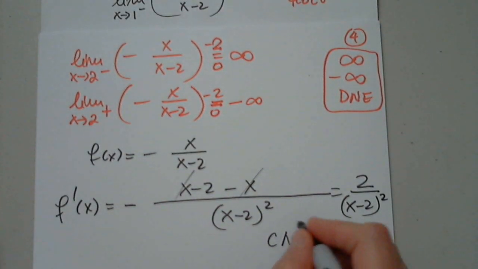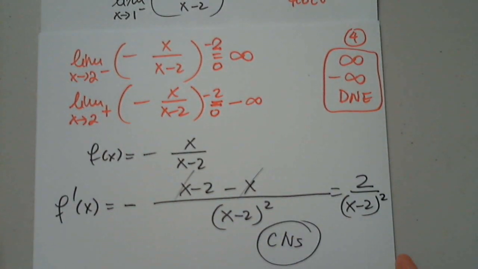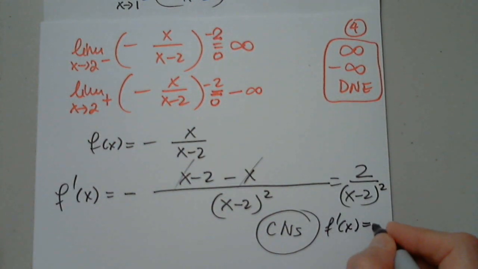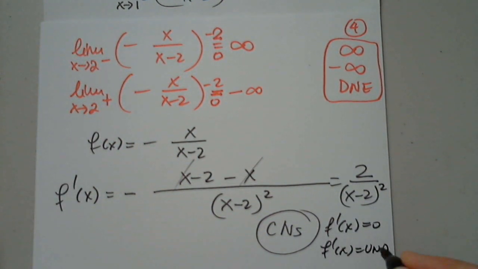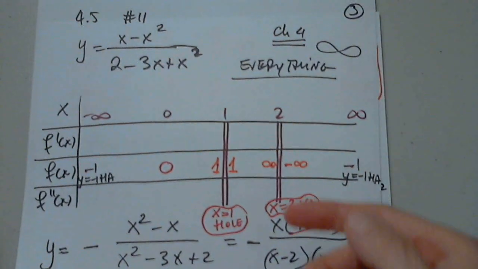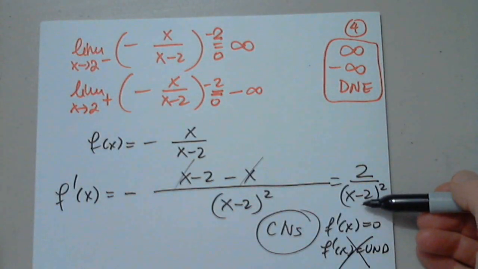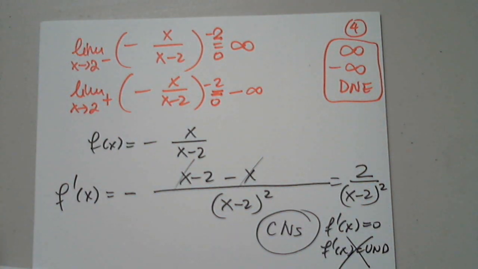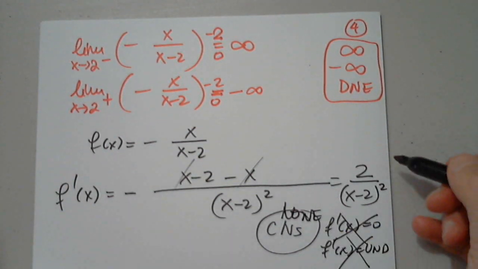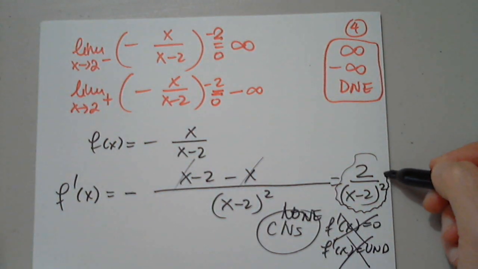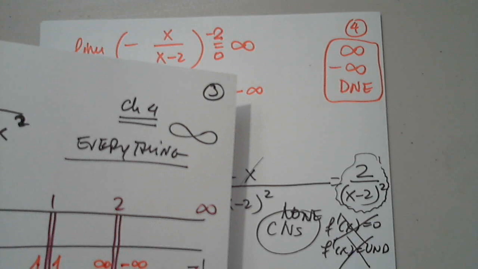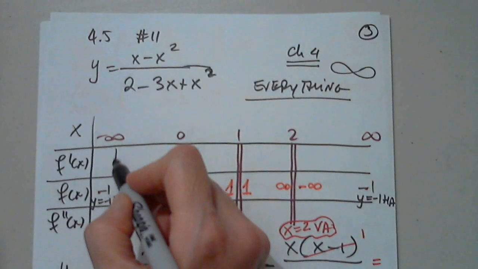Now I need the critical numbers. They can come from f prime of x being 0 or f prime of x being undefined. But this is undefined for what value of x? 2. So is the function. So this is no critical number. When is this function 0? Never. None. What is the sign of this expression? Always and forever. Positive. That's it.